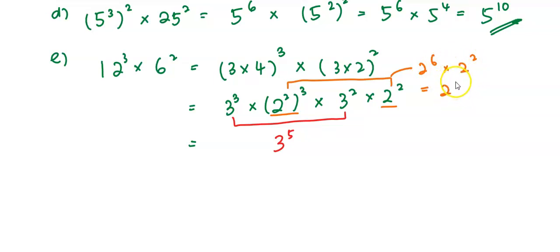You got a 2 power of 8. So finally, your solution has to be 3 power of 5 multiplied by 2 power of 8. Alright? And you will check whether it can be simplified further. Else, if it cannot, this is your answer.